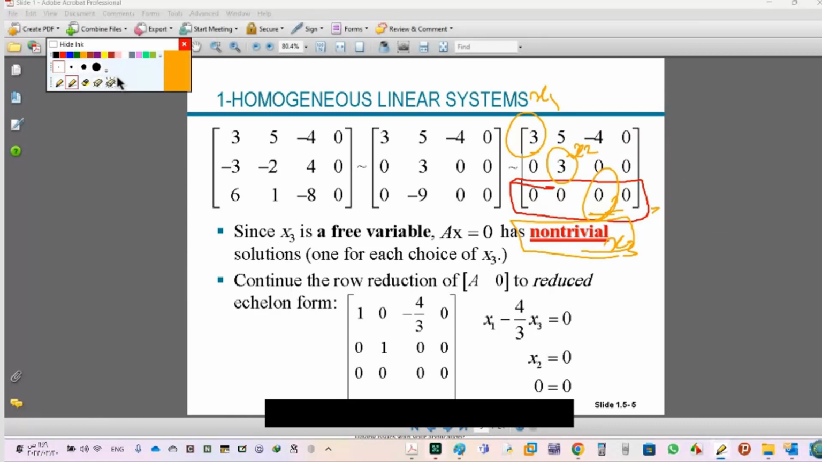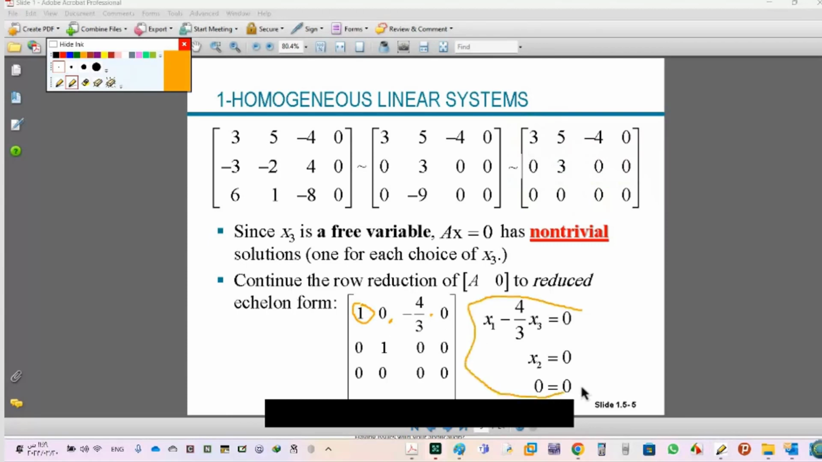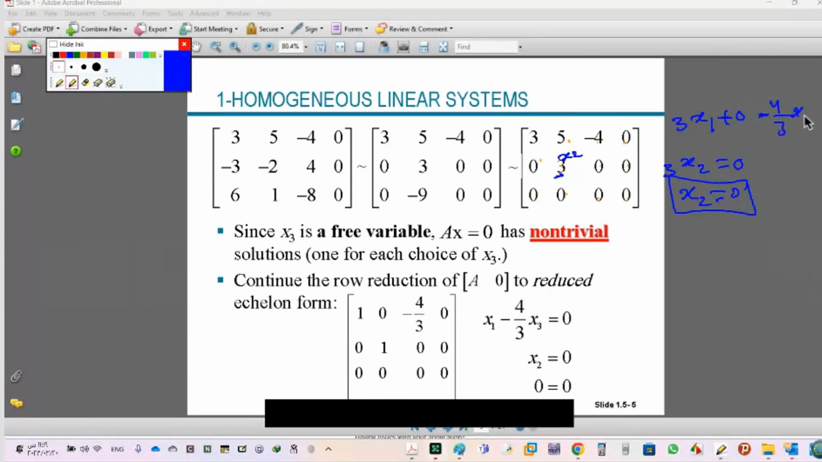Now, I want to write the answer in some form. How do we get this? We have to solve. Here I got the rows 3, 5, minus 4, 0, then 0, 3, 0, 0, then 0, 0, 0, 0. Start from the bottom. Here x3 is a free variable, so leave it as is. Now 3x2 equals 0, so x2 equals 0. Go up to the first row: x1 equals minus 4 over 3 x3.